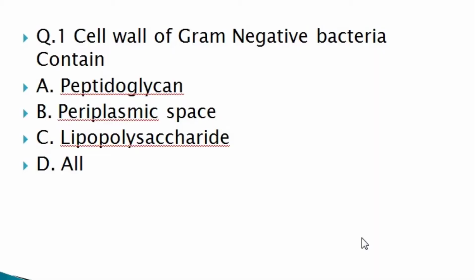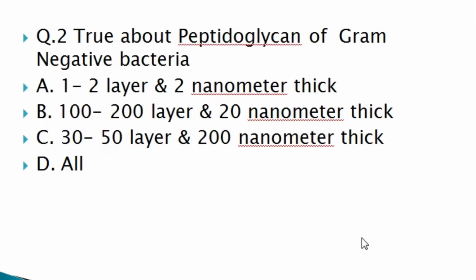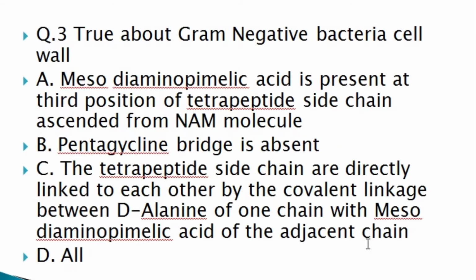Question number 1. Cell wall of gram-negative bacteria contains: A. Peptidoglycan, B. Periplasmic space, C. Lipopolysaccharide, and D. All are correct. Question number 2. True about peptidoglycan of gram-negative bacteria cell wall: A. 1 to 2 layers and 2 nanometer thick. B. 100 to 200 layers and 20 nanometer thick. C. 30 to 50 layers and 200 nanometer thick. D. All are correct.